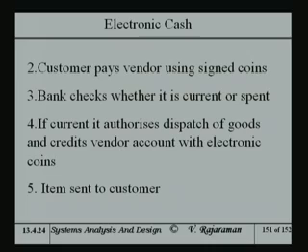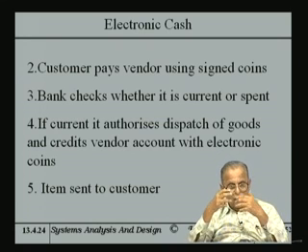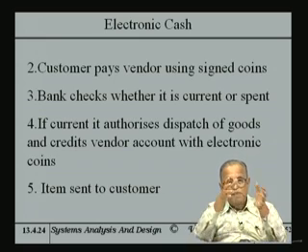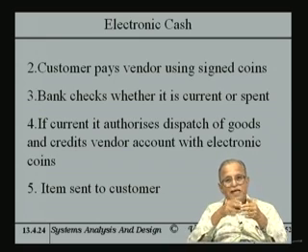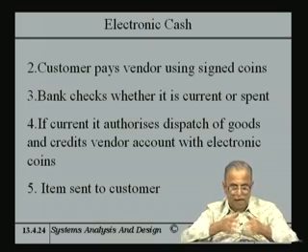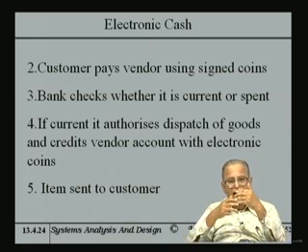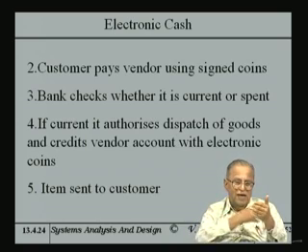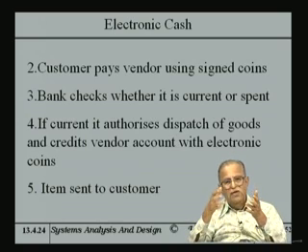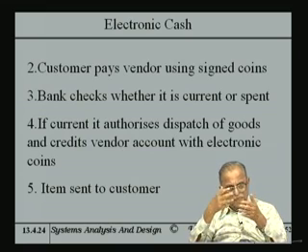Customer pays vendor using the signed coins. So again electronically. Bank checks whether this is current or spent. In other words, the vendor will send that signed coin to the bank, and the bank will see whether it is already spent. If it is already spent, it means it has already been encashed. That's why it keeps this complete database of what it has issued. It will check whether this coin which has been given by the vendor has been already used or not used.